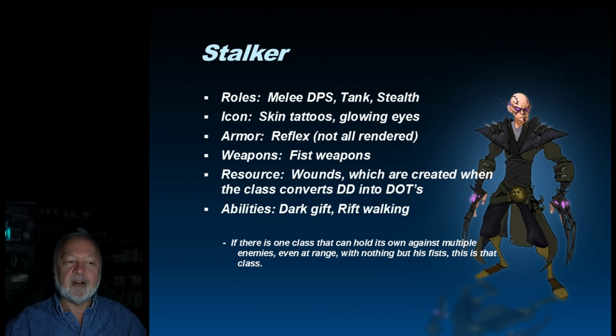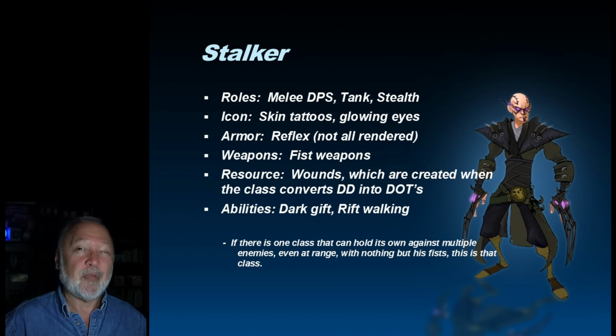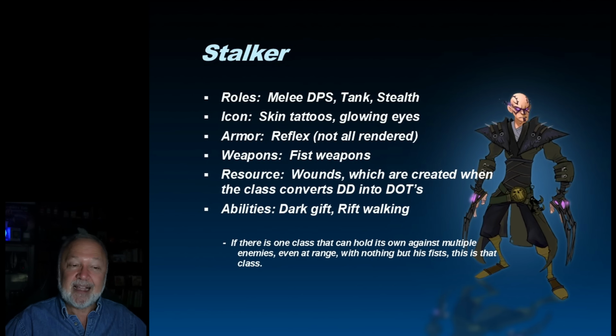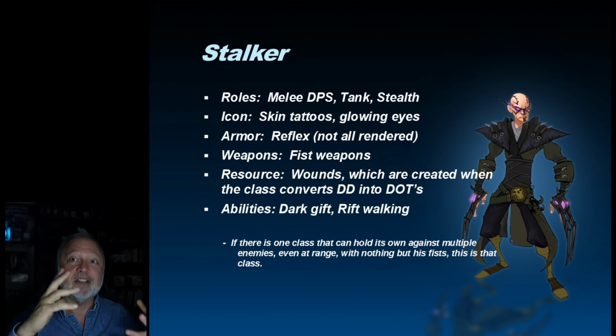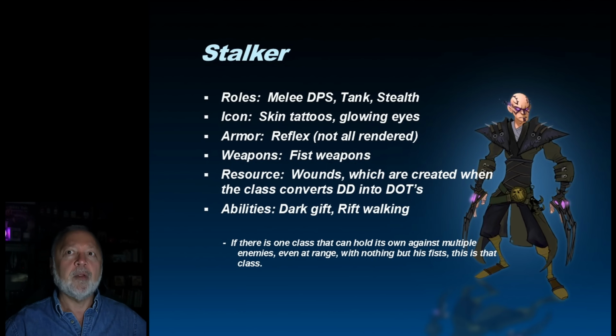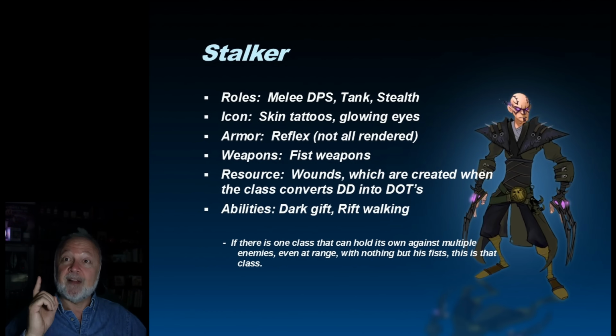The next one was the Stalker. He's kind of our stealth assassin class. Melee DPS, could tank, very strong in stealth. His icon was he was covered in tattoos, his skin, and he had glowing eyes. You could easily see that somebody was a Stalker just from those things. He wore reflex armor, but not all the parts of it were rendered. So it was like maybe the central part, and maybe his arms and legs didn't have the reflex armor. So reflex armor on him looked different than the other two classes that were using it.